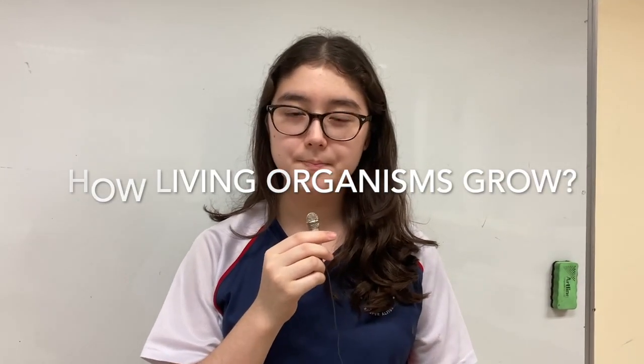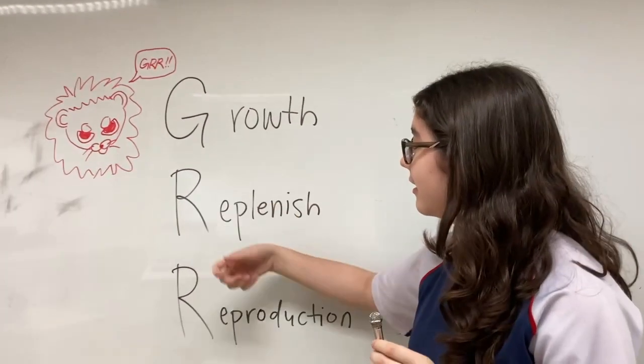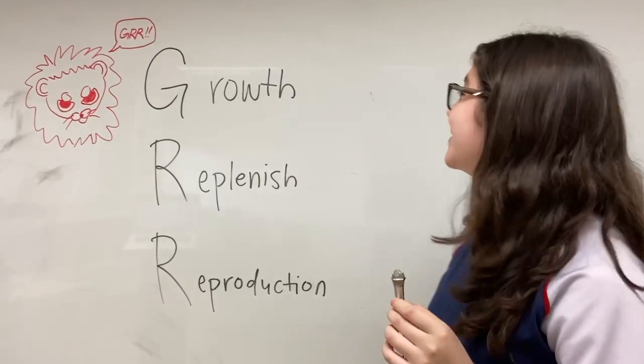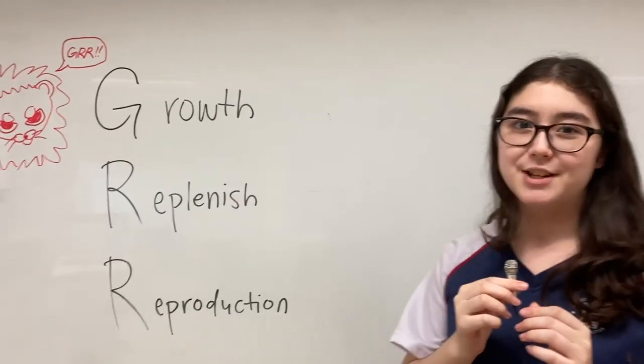Have you ever wondered how living organisms grow? It's not because each cell is growing and getting bigger, but because its cells are dividing. This is the main importance of the cell cycle, and these are the three reasons, which is GRR, which means growth, replenish, and reproduction.